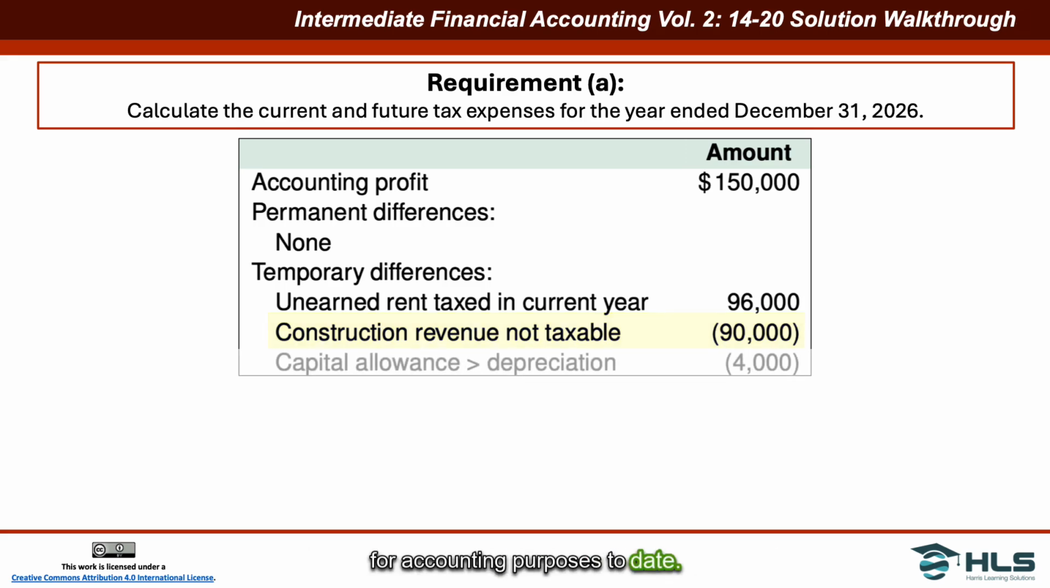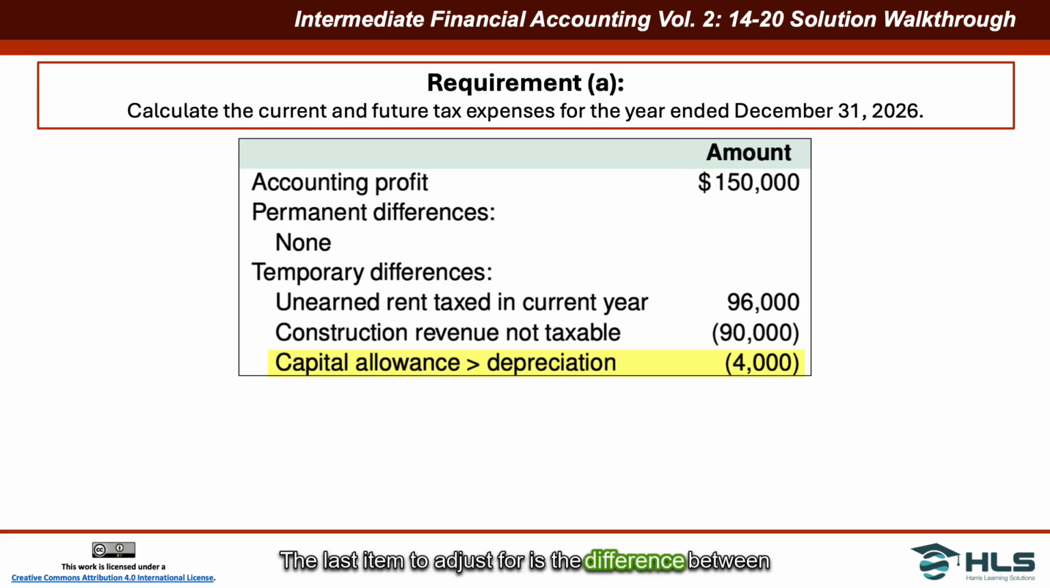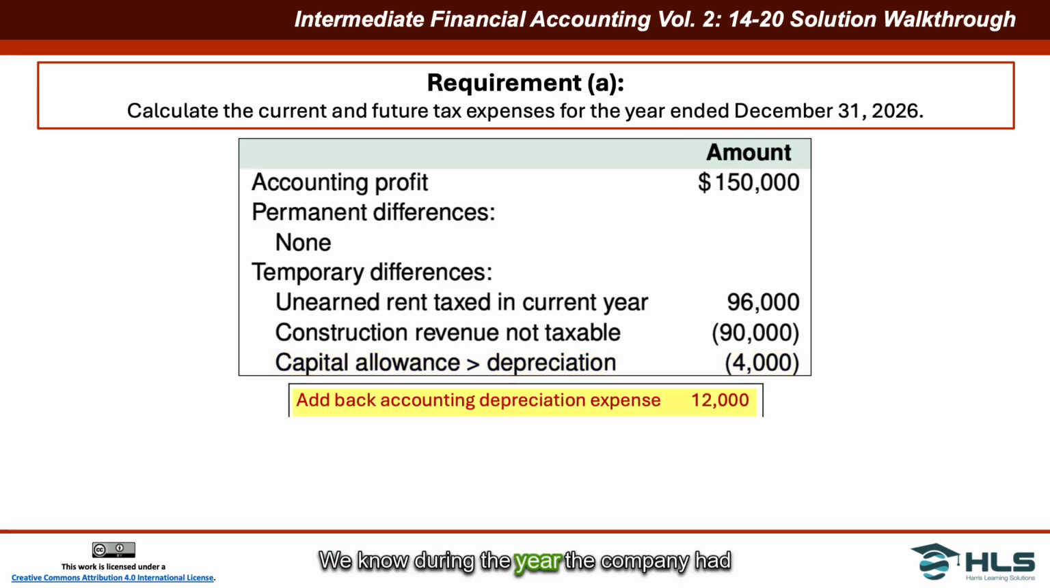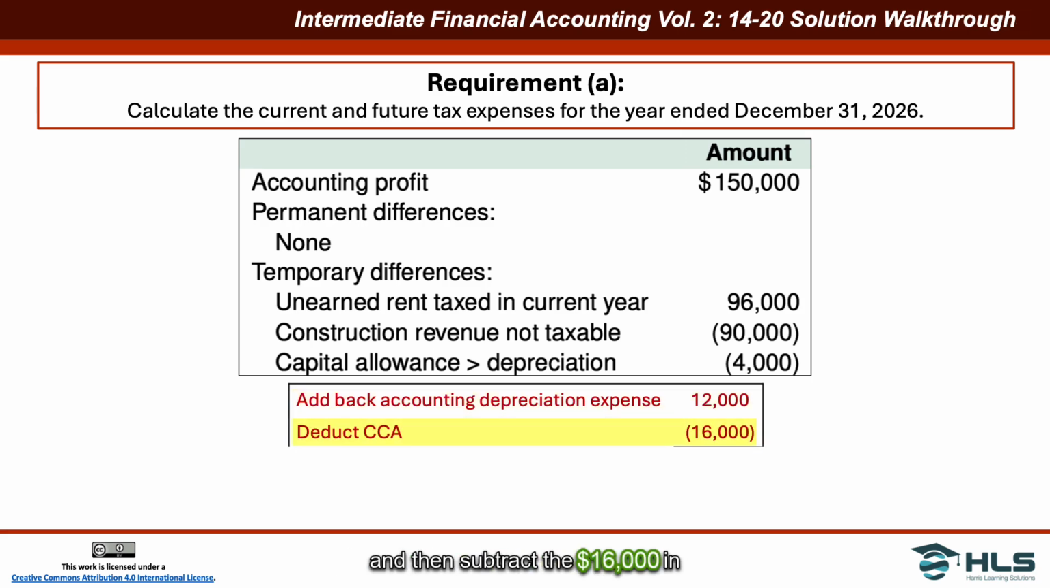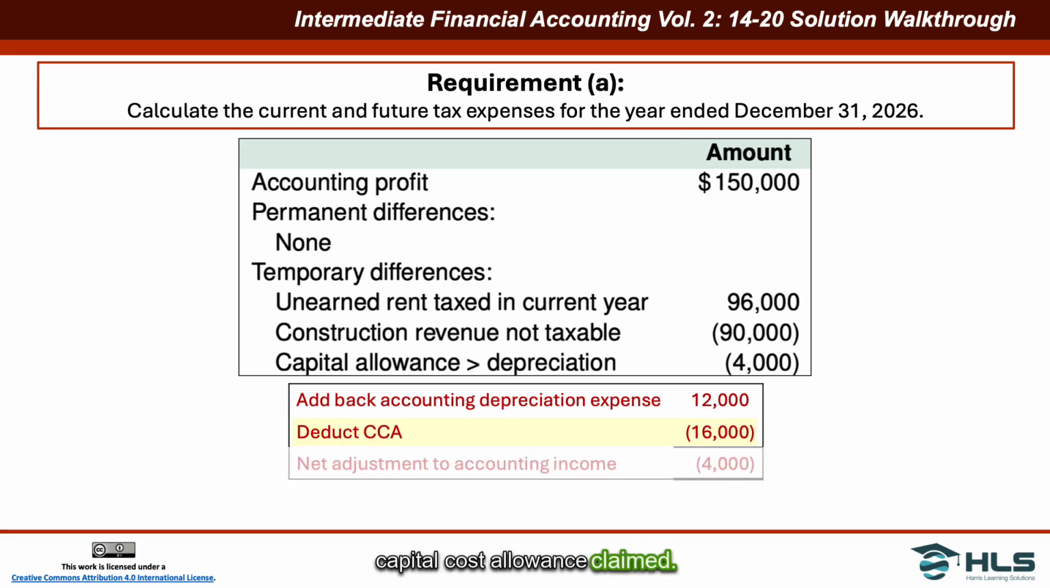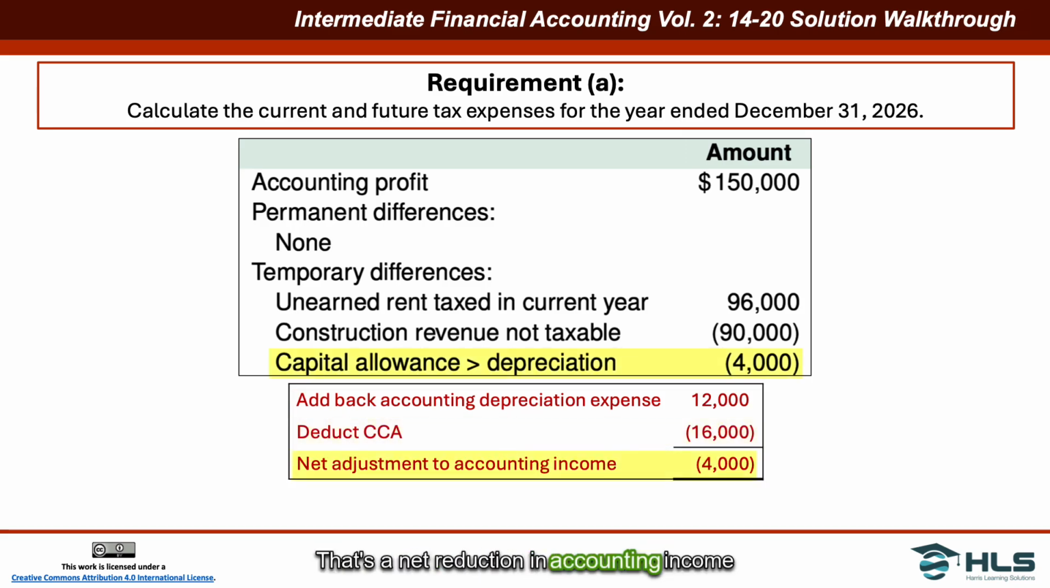The last item to adjust for is the difference between any depreciation expense and capital cost allowance claimed for tax purposes. We know during the year, the company had depreciation charge of $12,000, and the company claimed capital cost allowances for tax purposes of $16,000. So what we must do is add back $12,000 in depreciation to our accounting income, and then subtract the $16,000 in capital cost allowance claimed. That's a net reduction in accounting income of $4,000.